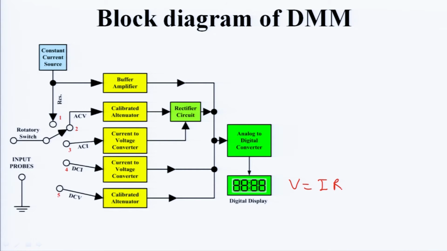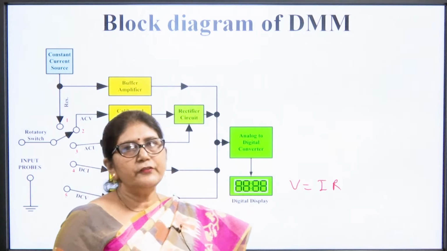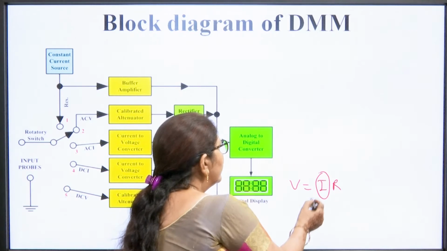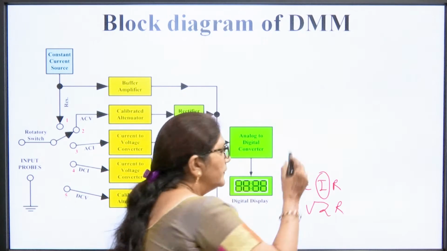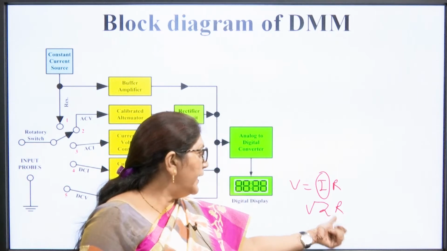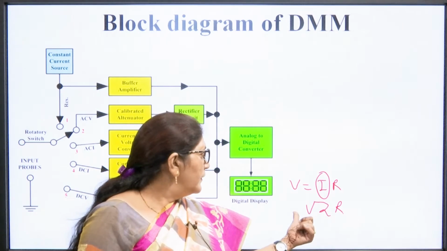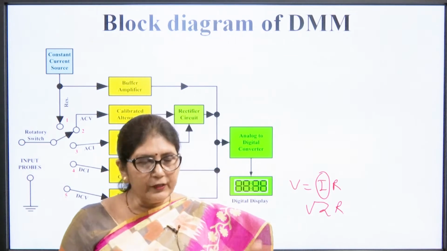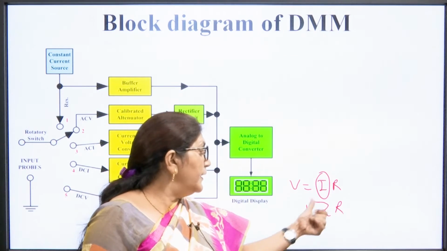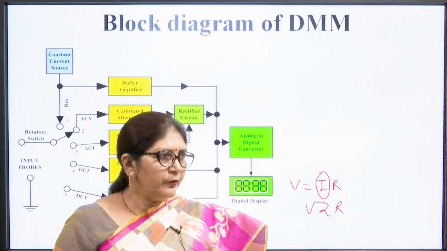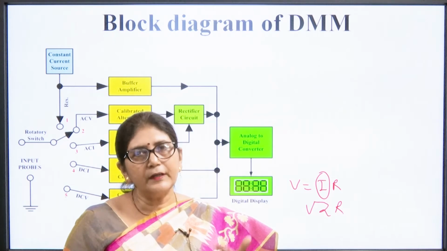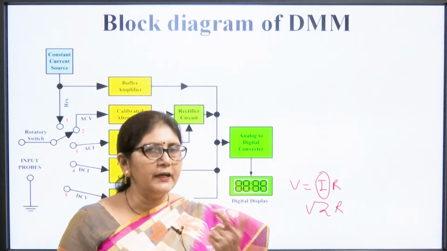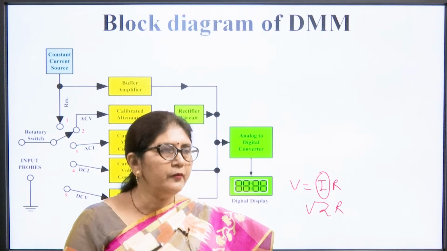If we want to measure the resistance, we will have a constant current source. If I is constant, V will be proportional to R. So we can measure R in terms of change in voltage by keeping I constant. Basically we are measuring the voltage difference, but it is in terms of resistance R. So for measuring resistance we need a constant current source, and the display system is calibrated in terms of resistance, although it is showing voltage.